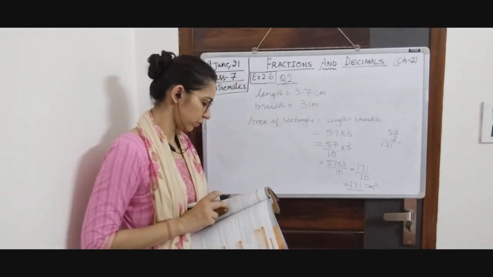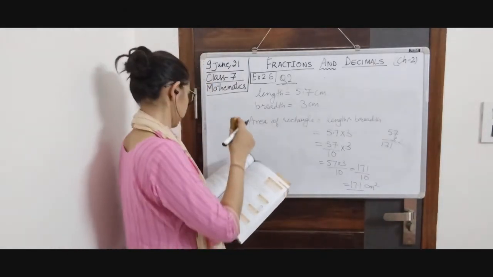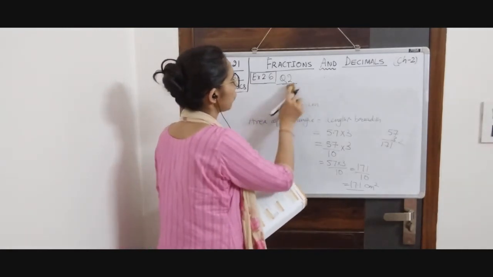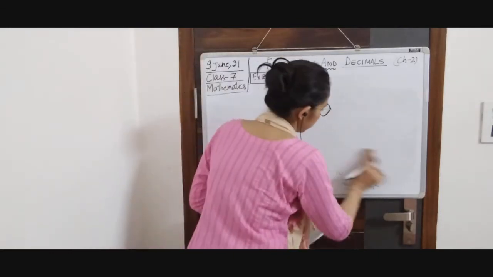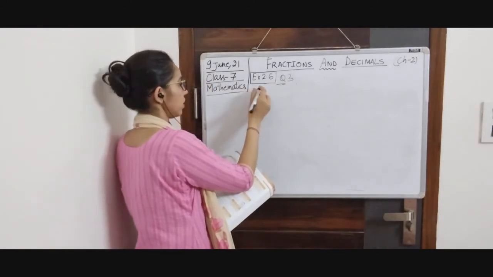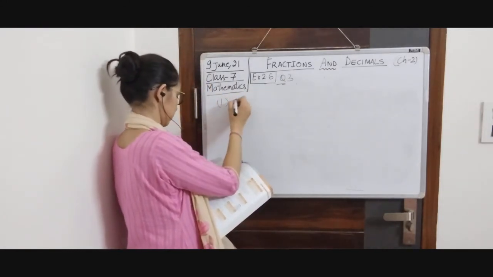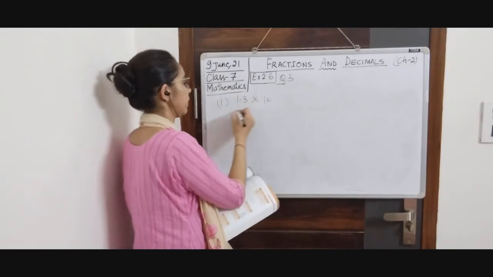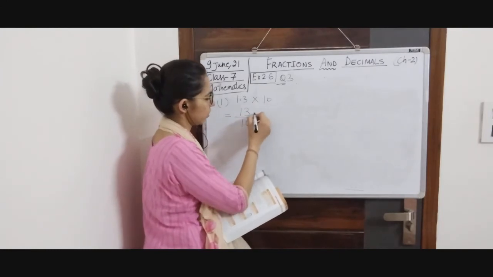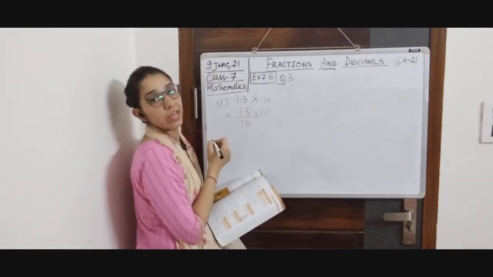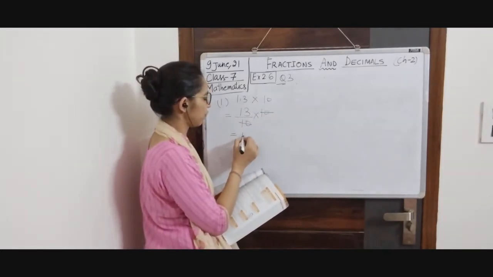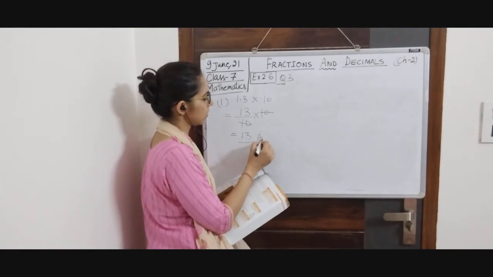Question number 3 is again multiplication of decimals. I hope question number 2 is clear to all of you. Question number 3: 1.3 into 10. We will convert the decimal into a fraction, into 10. Here we can perform the cancellation. We can cancel out this 10 with this and we are left with 13. So our answer is 13.